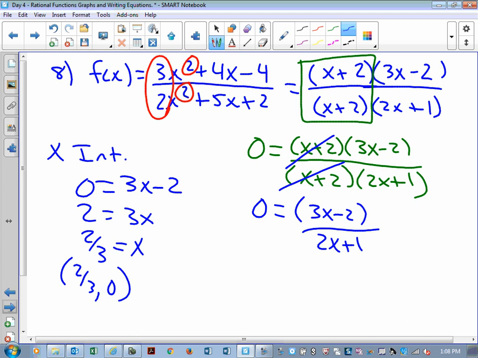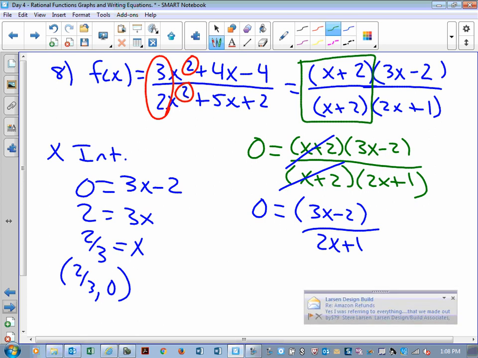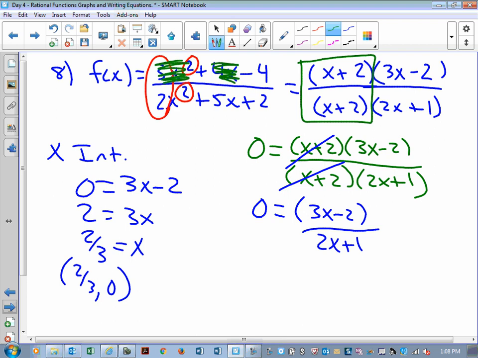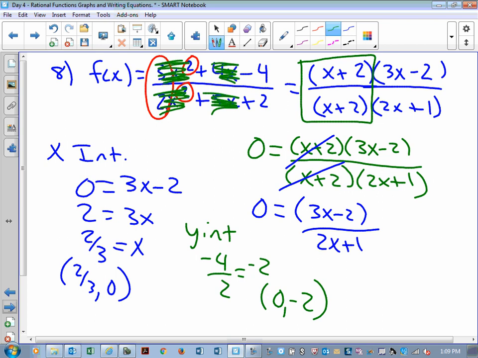Now, what do we know about a y-intercept? X is 0. Well, that's easy enough. Think about it. If x is 0, doesn't this cancel? If x is 0, aren't all of those going to be 0? Yeah. So my y-intercept is just going to be -4/2, which is -2. So (0, -2) is my y-intercept. No guessing. No looking at your graph and saying, oh, I think it's about... No, you're going to actually solve for it.